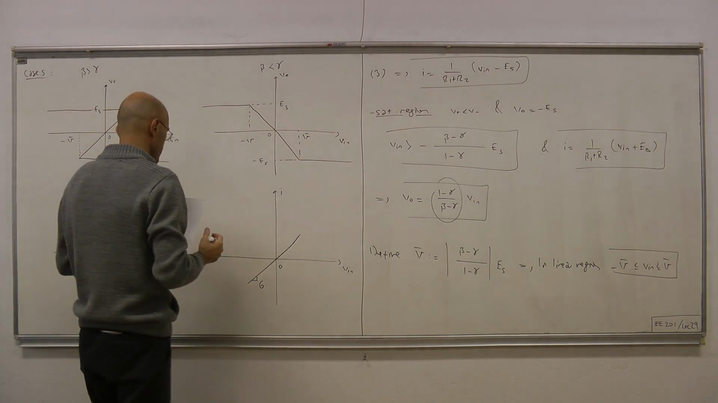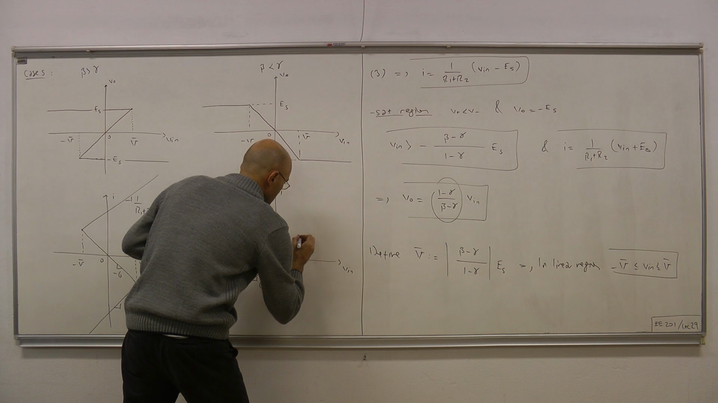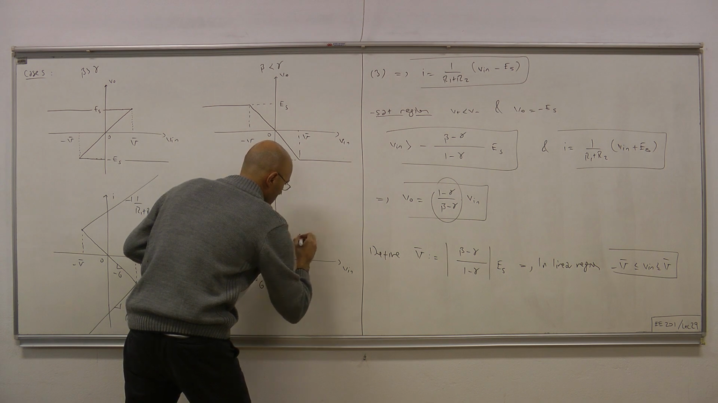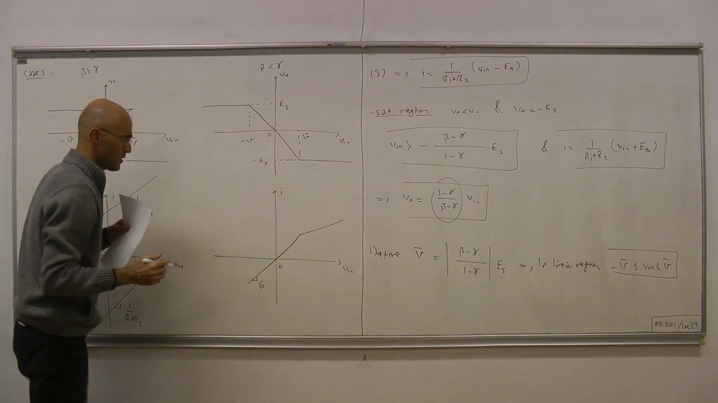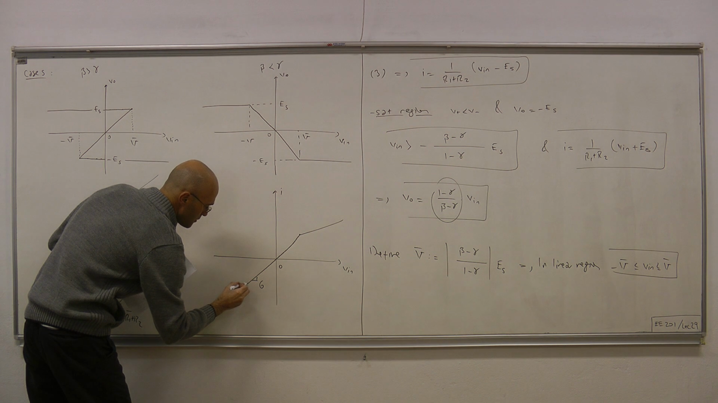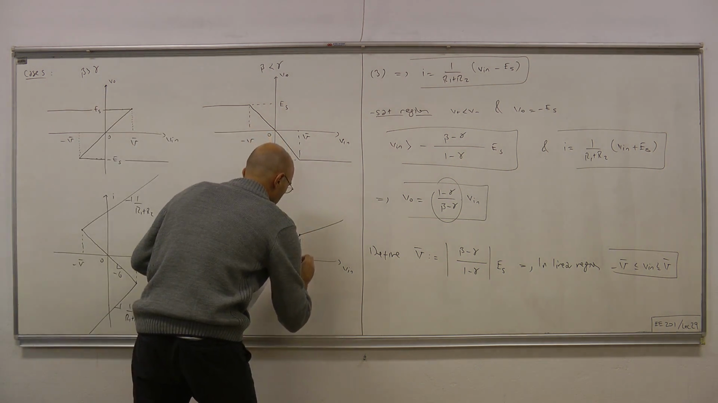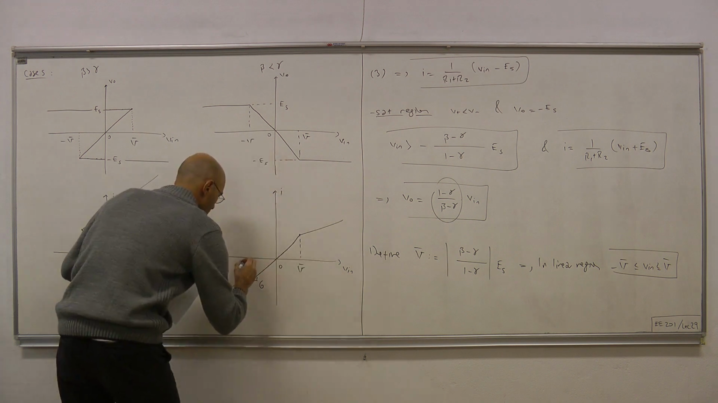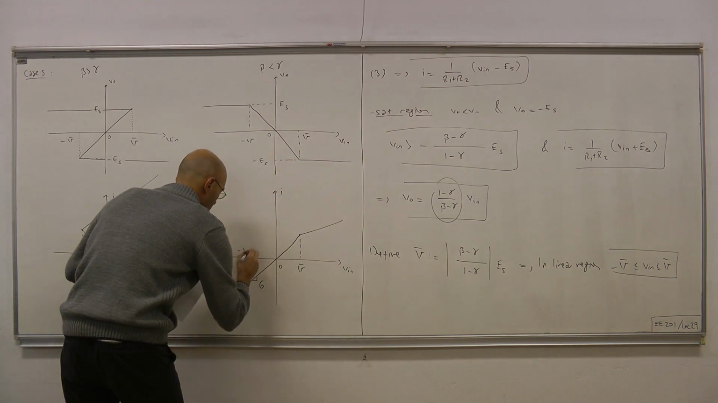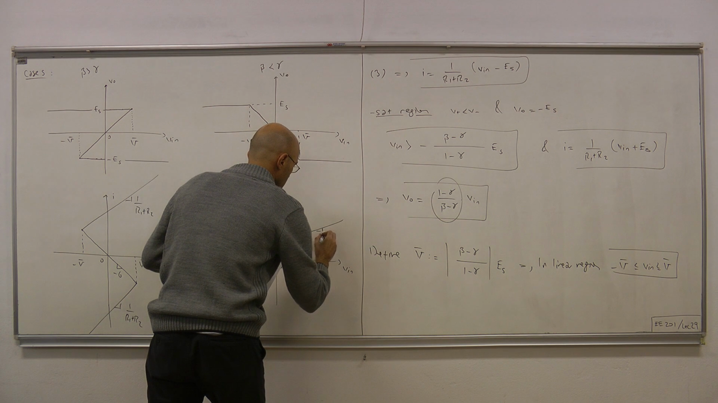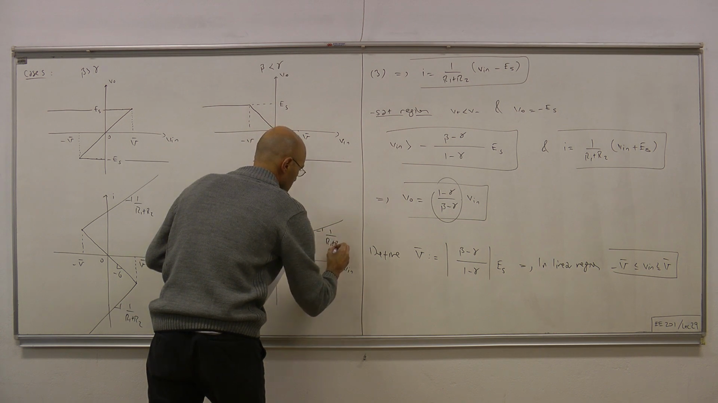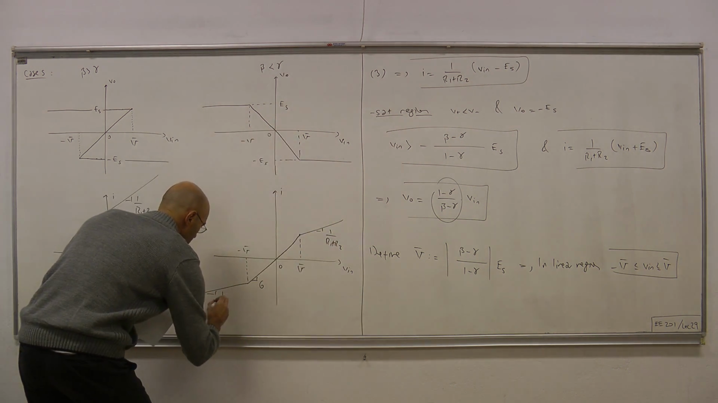And here, we do the same thing. This is negative saturation, and this is positive saturation. Okay. Minus V bar. The slope here is 1 over R1 plus R2, and the slope here is 1 over R1 plus R2.